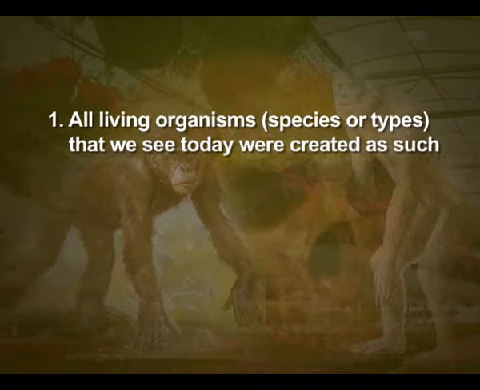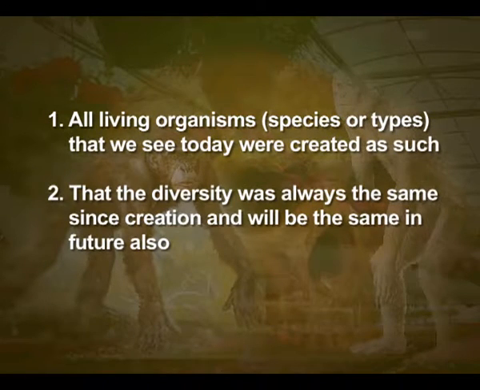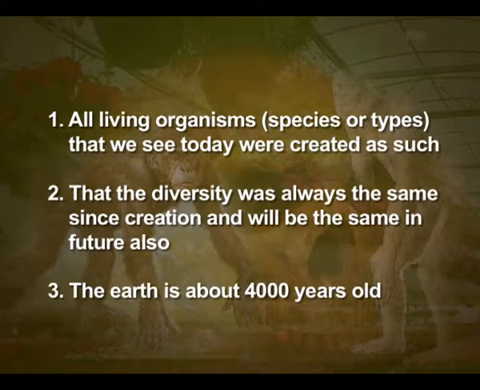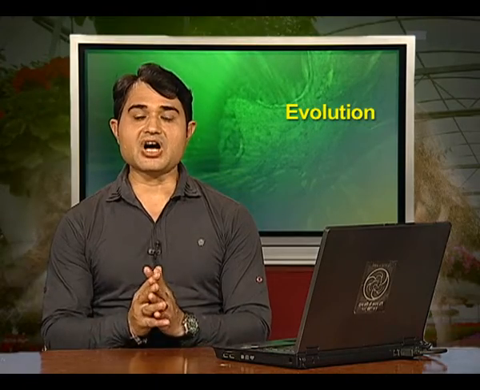One, that all living organisms, that is species or types that we see today, were created as such. Second, that the diversity was always the same since creation and will be the same in future also. And the third one, the earth is about 4000 years old. All these ideas were strongly challenged during the 19th century.